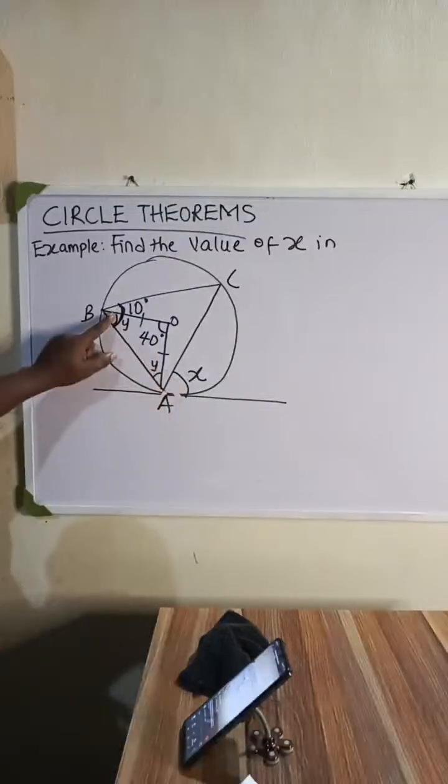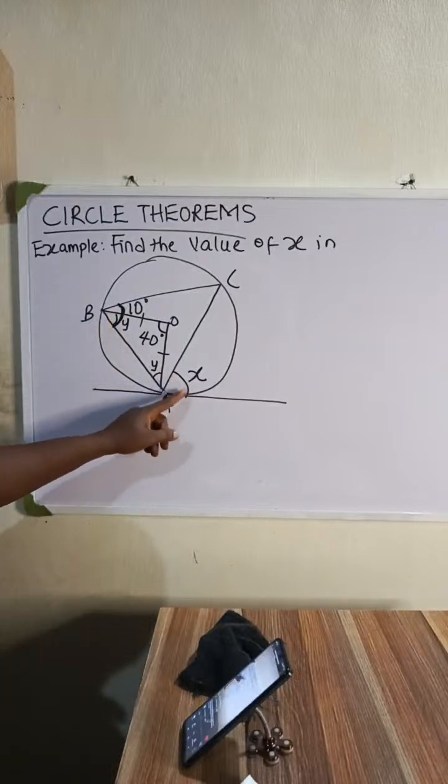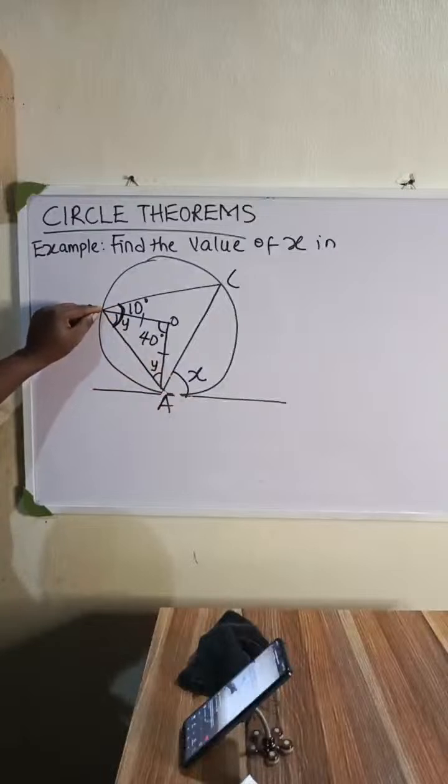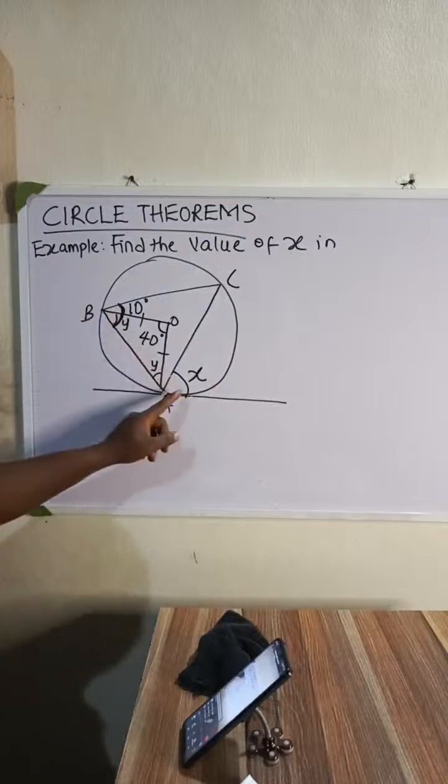X and this angle, they are equal using the alternate segment theorem. The angle that a tangent forms with a chord is equal to the angle the chord forms with the circumference. So this is the angle the chord forms with the circumference. Okay? So these two angles are equal.